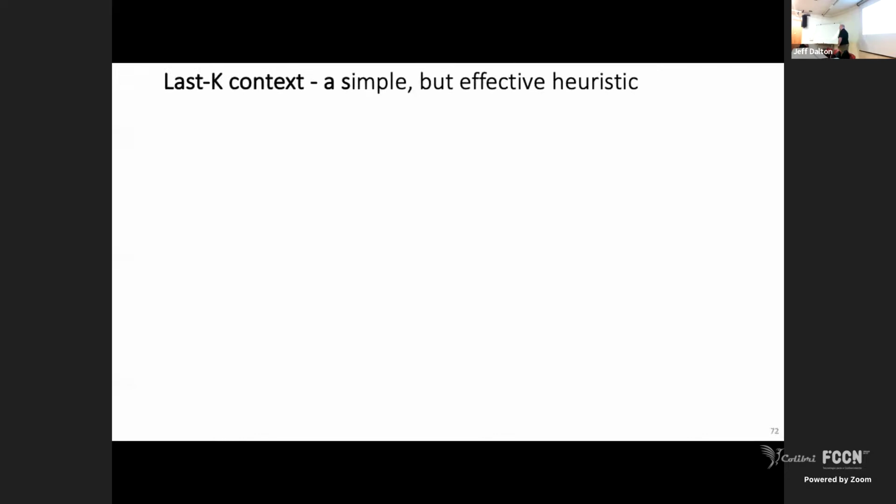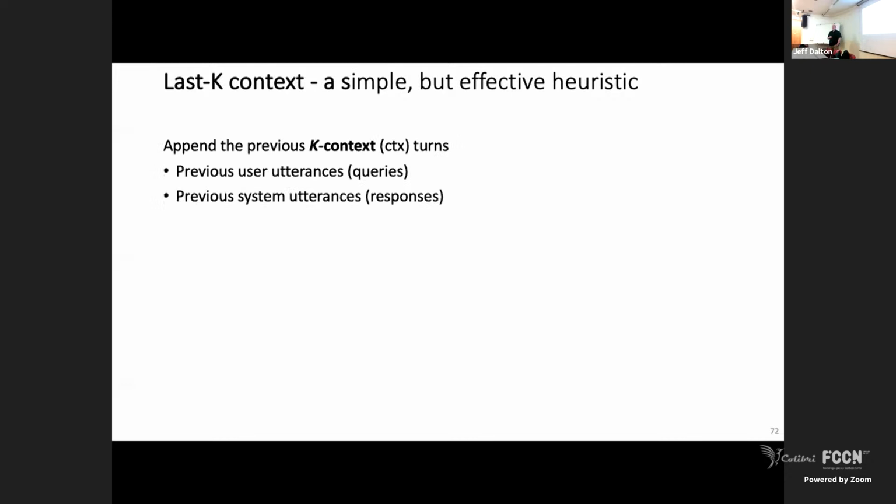So looking at actually the most commonly used discourse structure modification is called last K context. And it's literally just appending the previous user turns, previous system responses, their text, maybe some output of their state representation if they have it, maybe some entities, etc. And typically, the best K is 2 to 3.